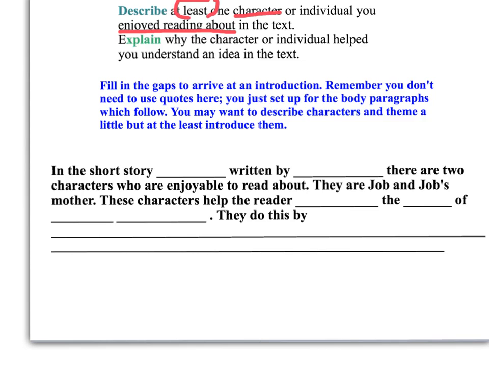Then, the keywords that are underlined under the explain are character or individual, again character, helped you understand an idea. Those are the keywords that you need to have in your introduction and throughout the essay and the body paragraphs. What I've done here is I've given you a scaffold to work from. If you find introductions really difficult to complete, try to fill in the gaps here, and then you'll end up with your own introduction.